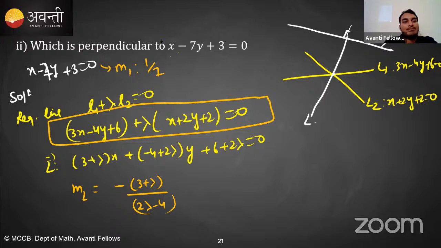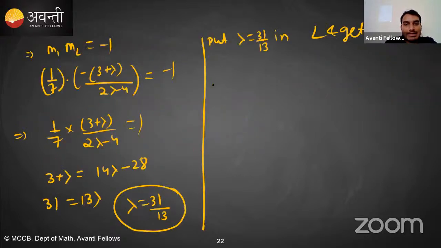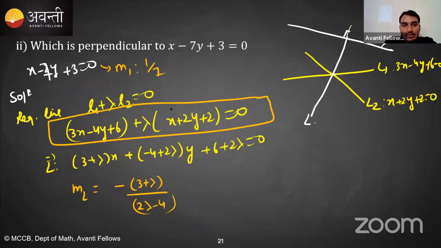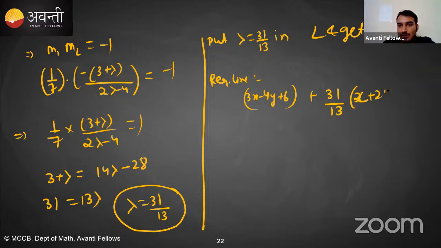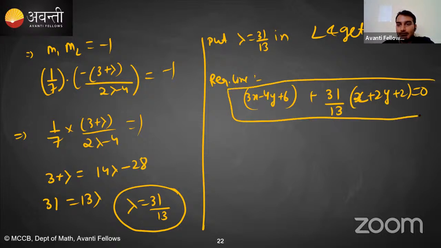Is this clear? So what is the required line? The required line is 3x minus 4y plus 6 plus 31 upon 13 into (x plus 2y plus 2) is equal to 0. So this is your required line.